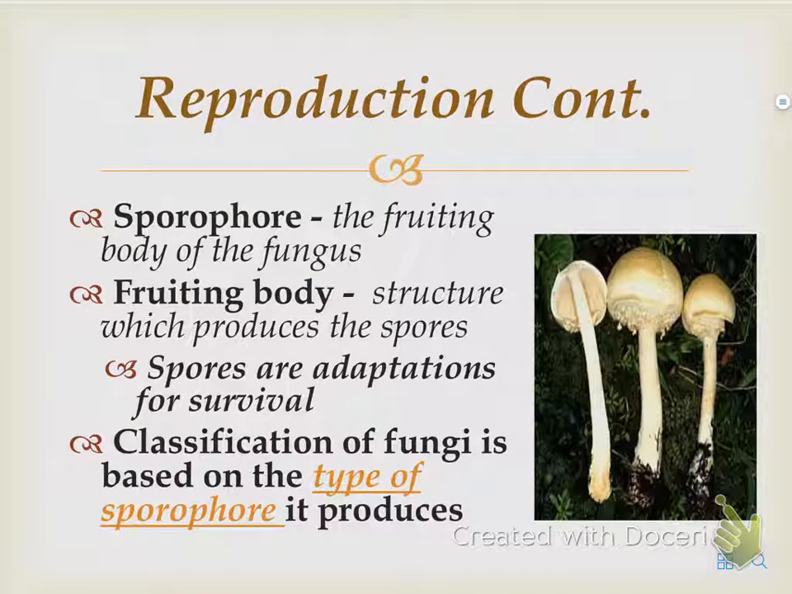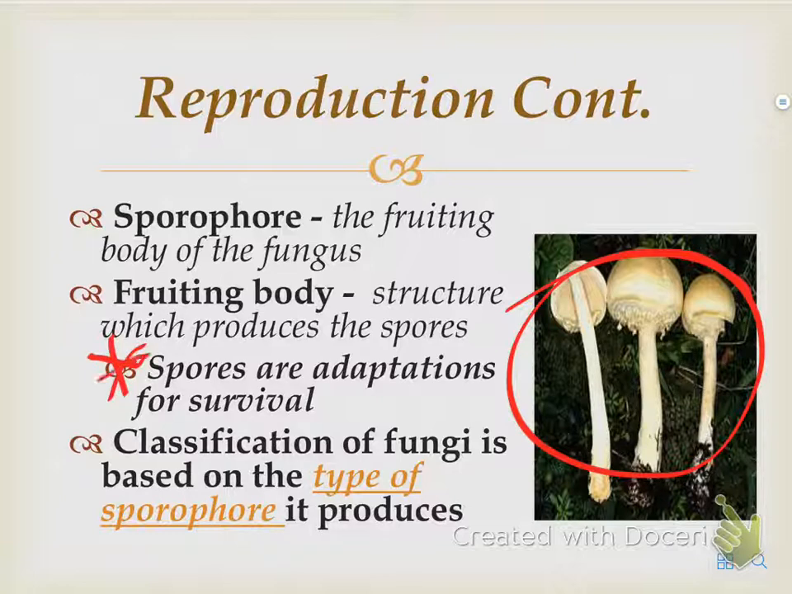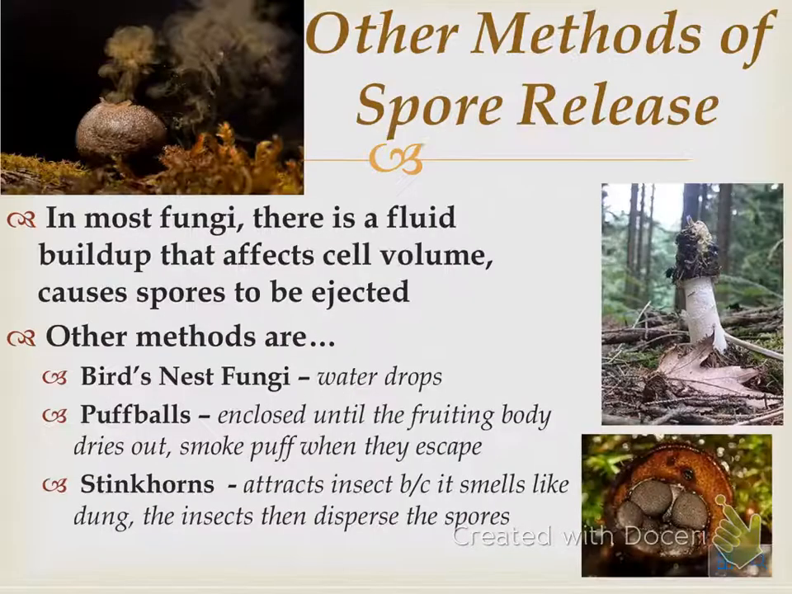The sporophore then is that fruiting body, or this top area here, and it's what produces the spores. In general, you should view spores as adaptations for survival. It's what's enabled survival of fungi. And the classification of fungi into their different phyla is based on the type of sporophore it produces.